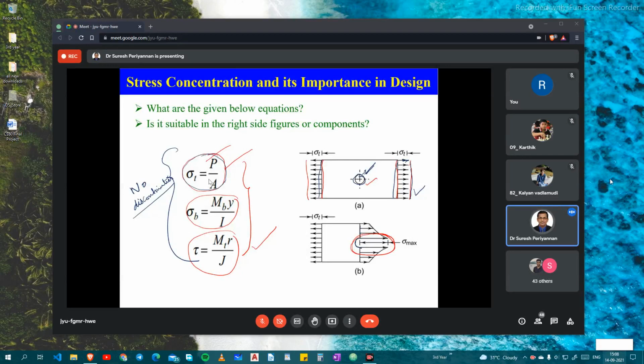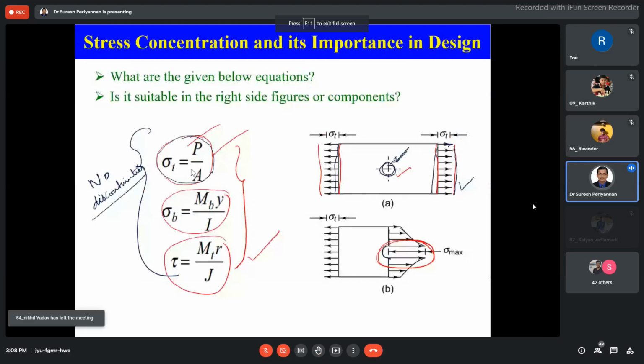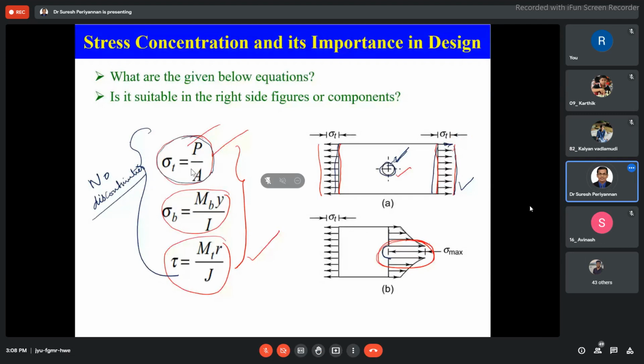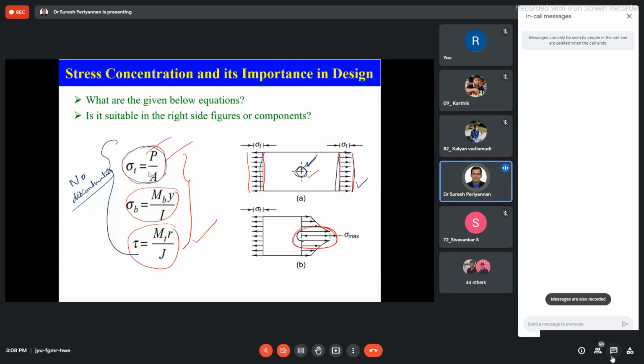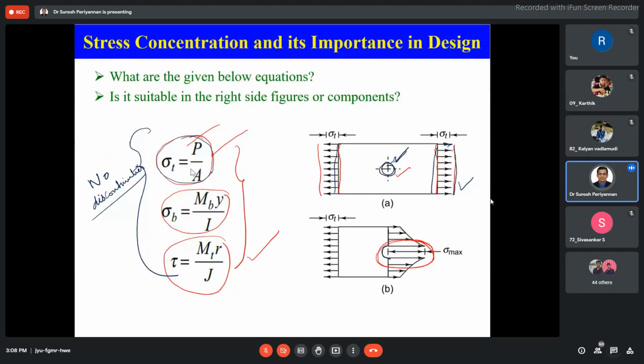Structures are in uniform cross section. When the specimen is subjected to tensile or compressive load, the first equation is valid. When the specimen is subjected to bending, the second equation will be valid. When the specimen is subjected to torsion, for finding the stresses, the third equation will be valid, right? This holds when the specimen has a uniform cross section without any discontinuities. That is what we discussed in yesterday's class.